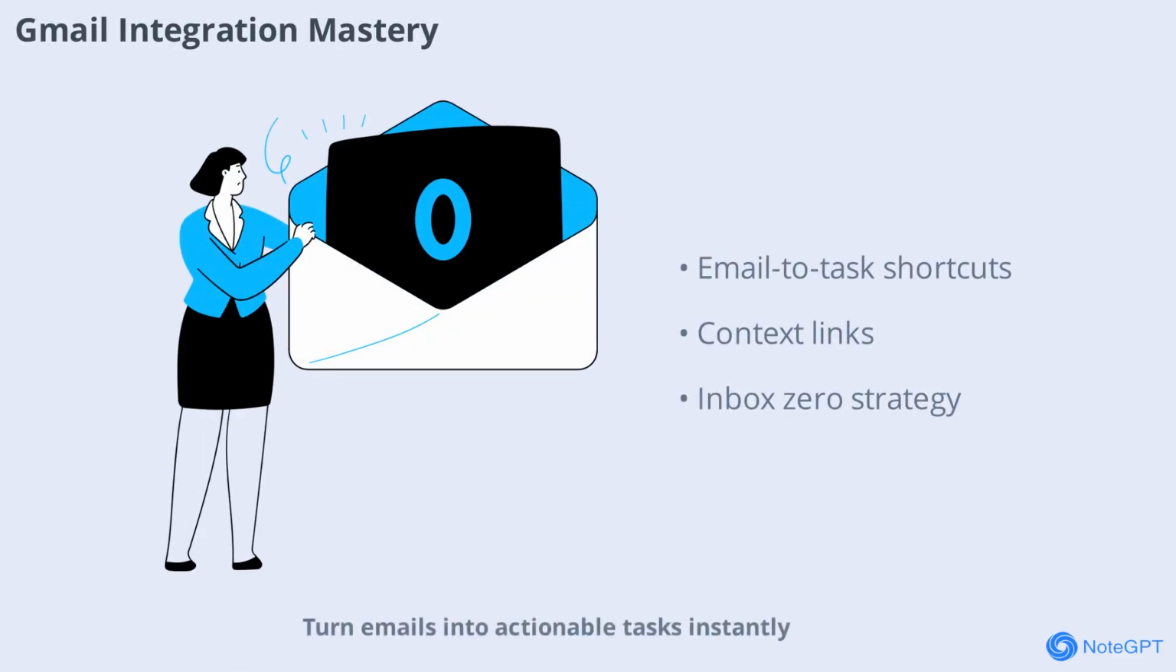Turn emails into actionable tasks instantly. Use shortcuts like Shift+T to convert emails, drag and drop to create tasks, and keep context links for easy reference. Archive emails once they're tasks to keep your inbox clean. On mobile, add emails to tasks with just a tap. This keeps your workflow moving without missing follow-ups.